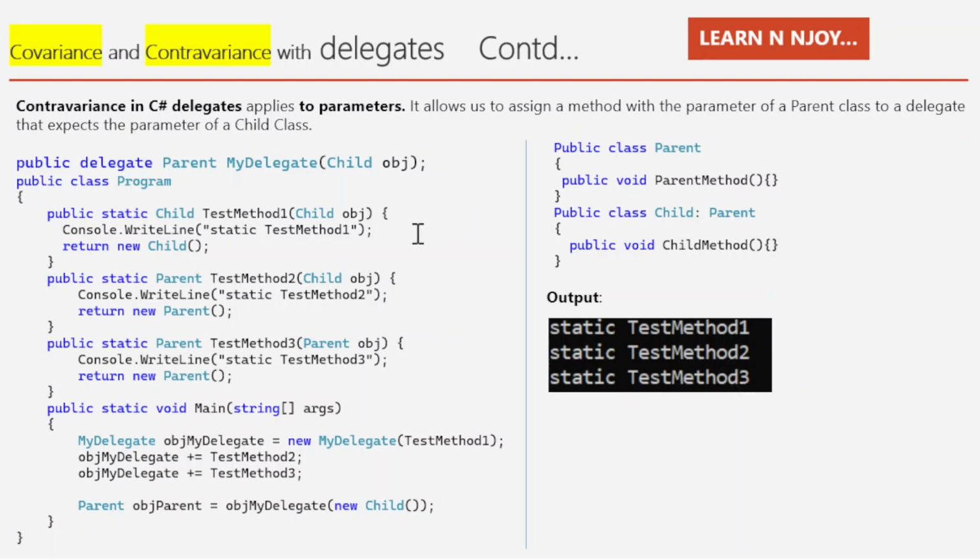If you have already noticed, TestMethod3 has a parent object as an input parameter, but the delegate has a child object as the input parameter. How did it work? It worked because contravariance took place, where it allowed us to assign a method with the parameter of a parent class object to a delegate that expects the parameter of a child class object. Okay, let's switch to Visual Studio and see all these things in action.